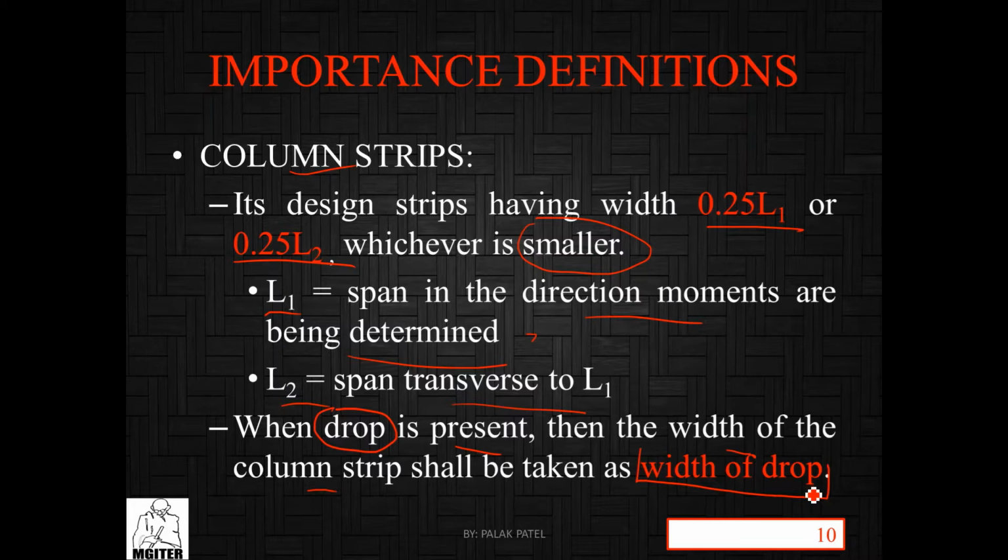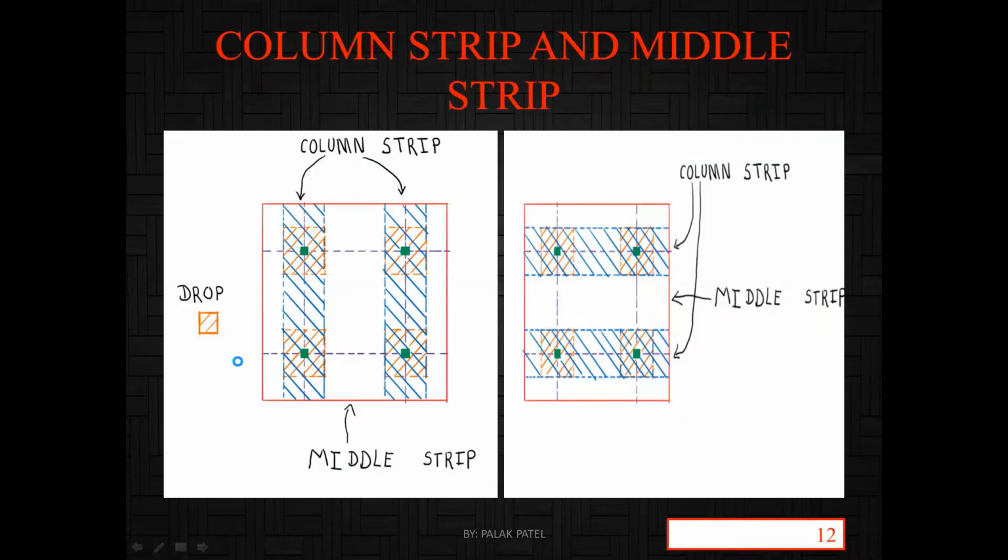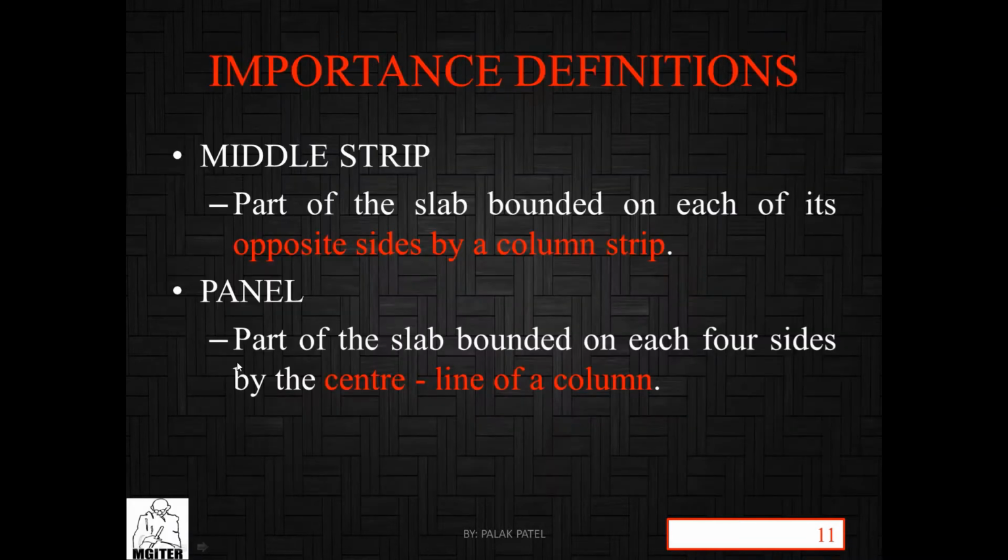The width of the column strip is the same as the width of the drop, and the width of the drop is the same as the width of the column strip. What is the middle strip? Middle strip means a part of slab bounded on each opposite side by a column strip. And a panel is a part of slab bounded on each of its four sides by the center line of columns.